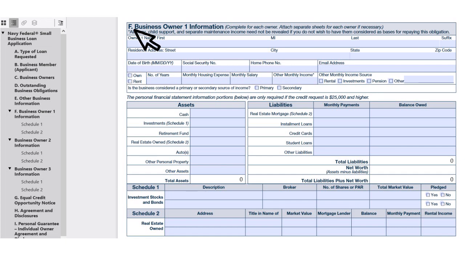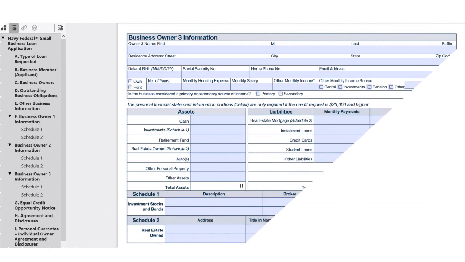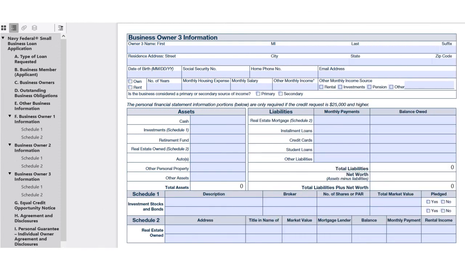And then in Schedule 1, they want you to put your investment stocks and bonds. If you own real estate, you want to put that information here also. You want to put the total market value, all that kind of stuff. And you do the same thing for the business owner too. Now, this is kind of cool if you only have 2 business owners, but if you have more than 2, then go ahead and put it for the third one. You can see here we have business owner number 3. Okay, and we only have 3 here because we had originally put that there were 3 owners in this business.